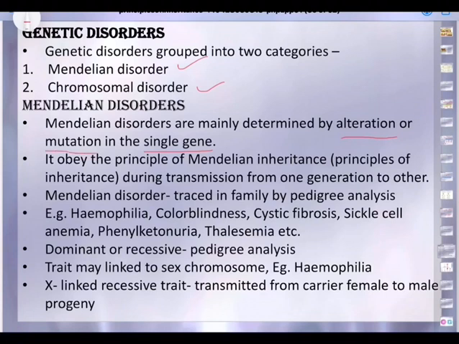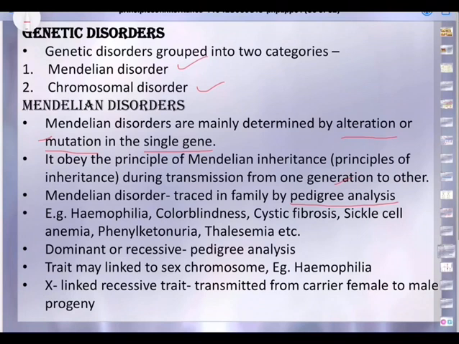So Mendelian disorders, as I said, are mainly determined by an alteration. So there is a change. Where is the change? In the gene. It may be a single gene. And the change may be because of change in the structure or sudden change, which we call mutations. Because of mutations also there can be change. So it obeys the principles of Mendelian inheritance, the principles of inheritance during transmission from one generation to other.